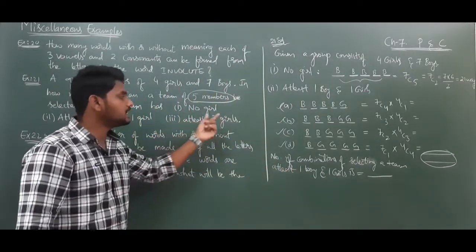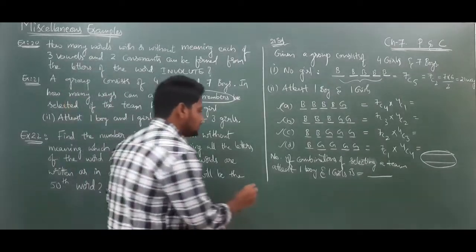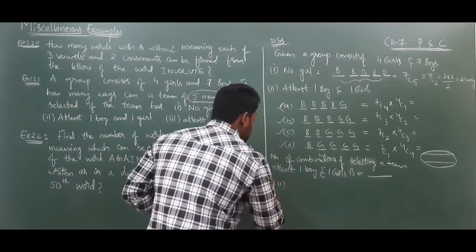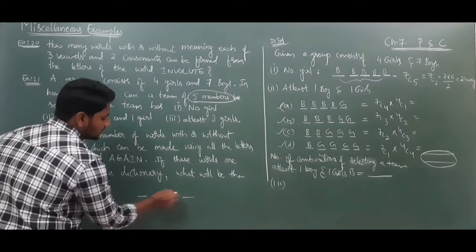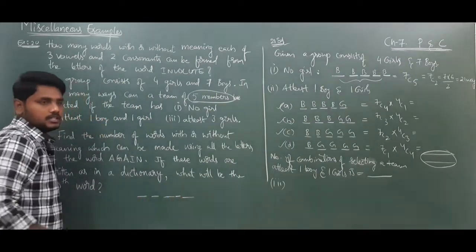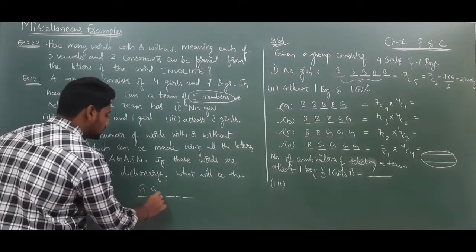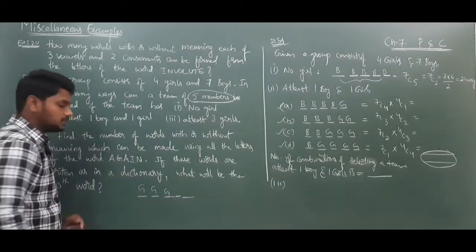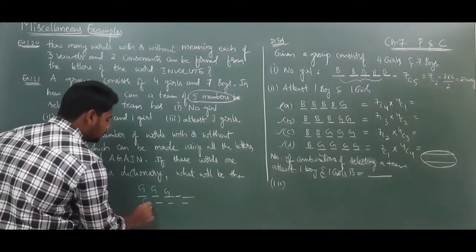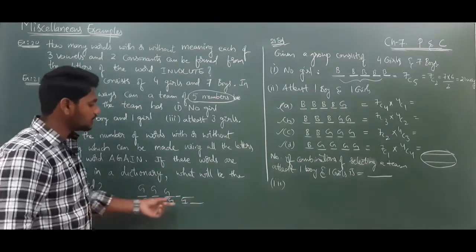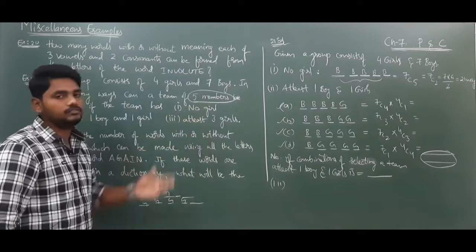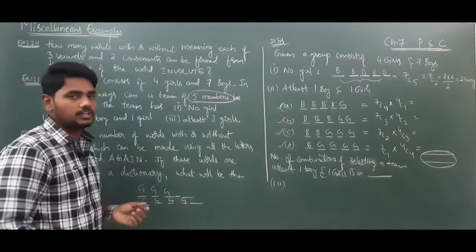Now what about at least 3 girls? Third case, at least 3. So we need to form a team of 5, 1, 2, 3, 4, 5. We need to select 5 members. In that, at least 3 girls should be there. At least 3 means either 3 or 4. Again we cannot write 5 girls. Why? Because 5 are not there, only 4. So these 2 cases we need to find.